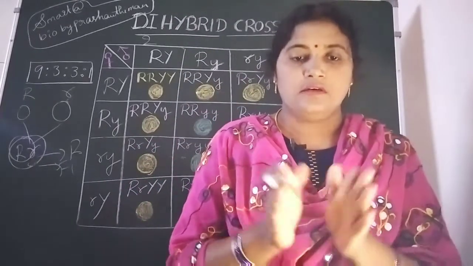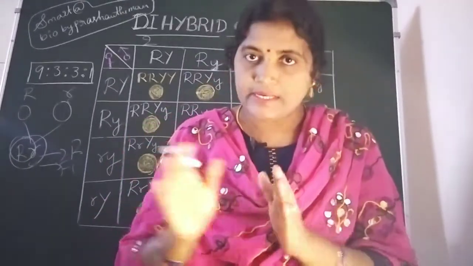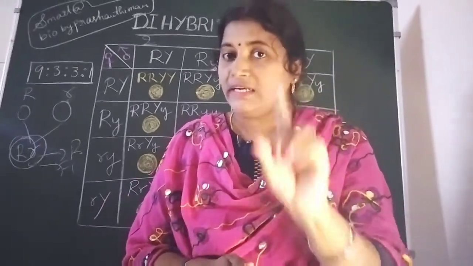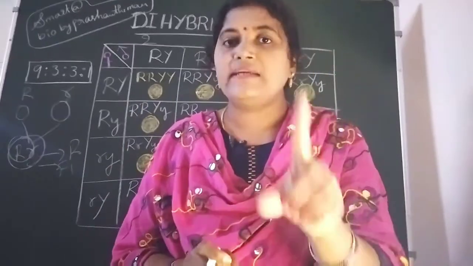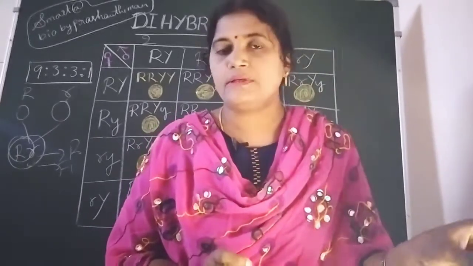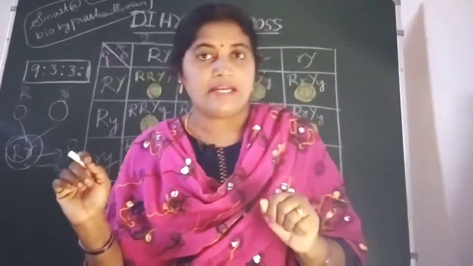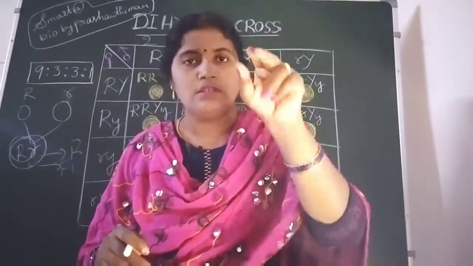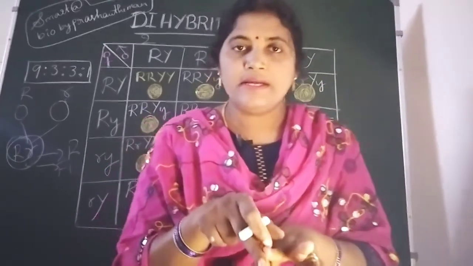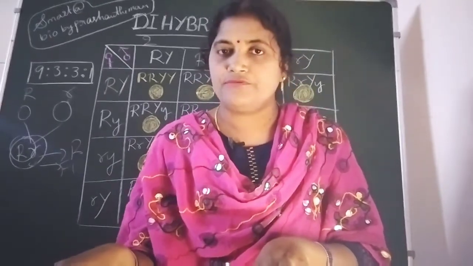F1 generation means, when cross pollination takes place between two pure breeds, the next progeny, the hybrid, gets only one character among them. That character is the dominant trait, and the character which is not expressed is the recessive trait. So here you have a 1 mark and 2 marks answer also. What is dominant? Which is expressed in the F1 generation. What is recessive? Which is not expressed in the F1 generation.